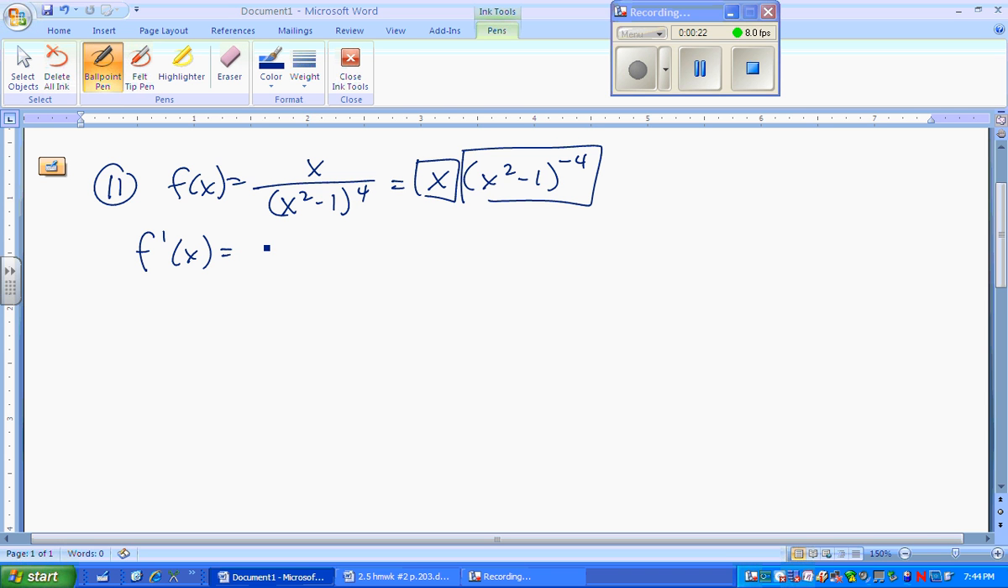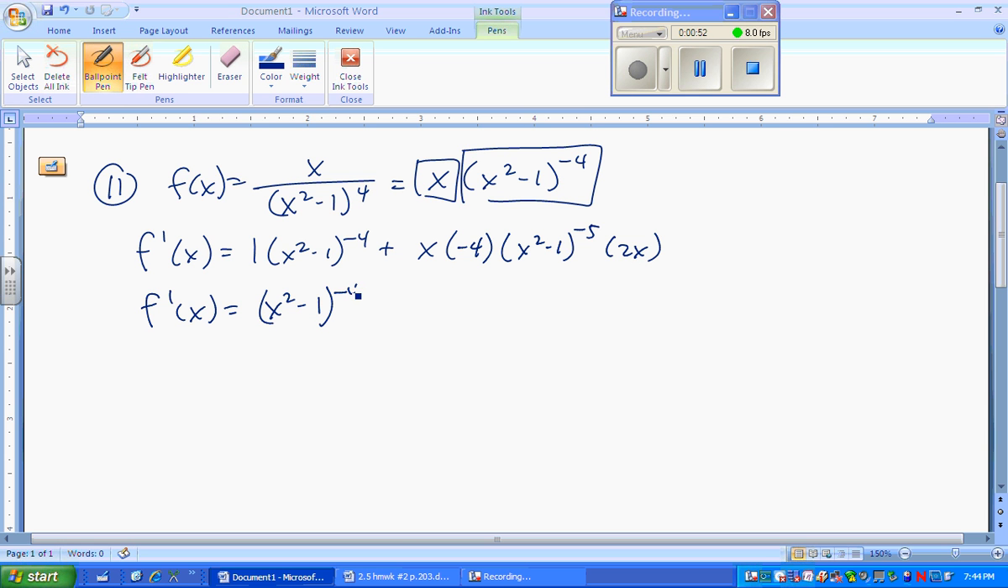Derivative of the first function is just 1 times (x squared minus 1) to the negative fourth, plus first function x times the derivative of the second. So here's where we have to use the chain rule. We have negative 4 out in front, (x squared minus 1) to the negative fifth. So that's taking the derivative of the exponent part, but then we have to multiply by the derivative of what's inside here, which would be 2x. So we get (x squared minus 1) to the negative fourth minus 8x squared times (x squared minus 1) to the negative fifth.